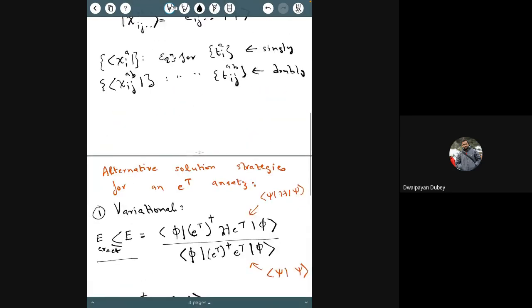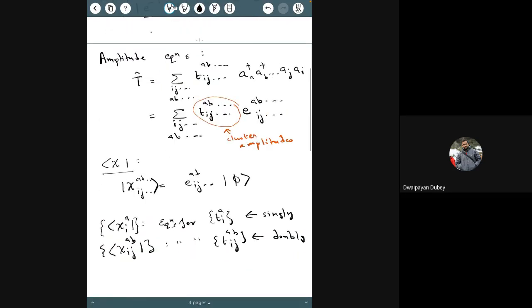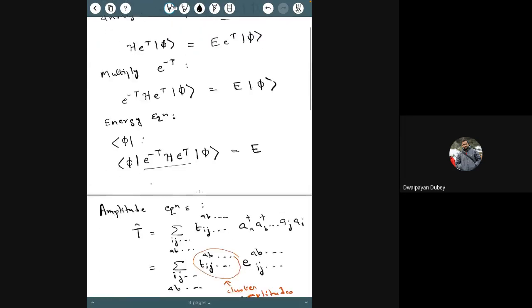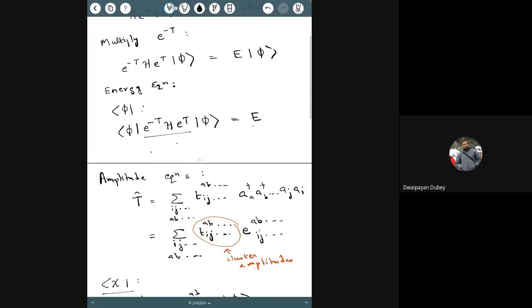So I'll write this down, just for record. So this energy here is not an upper bound to E exact because it is not variational.